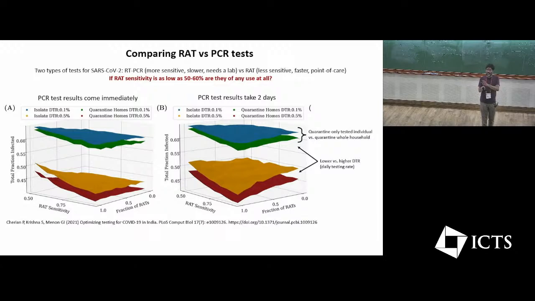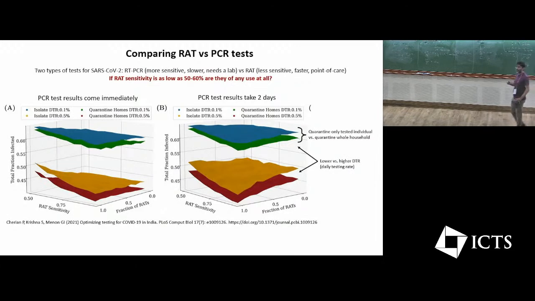Do some isolation based on testing, but test as much as you can, and try and get tests that give you results quickly, even if they're less accurate. So this is what I mean by using a model as a comparison.